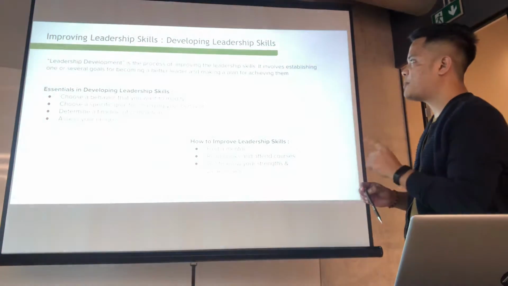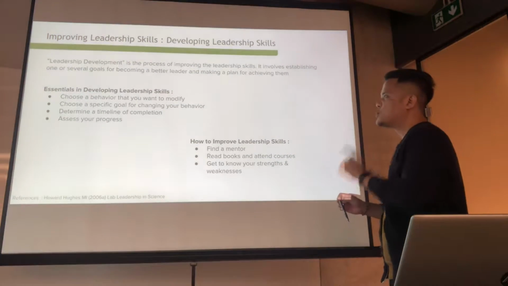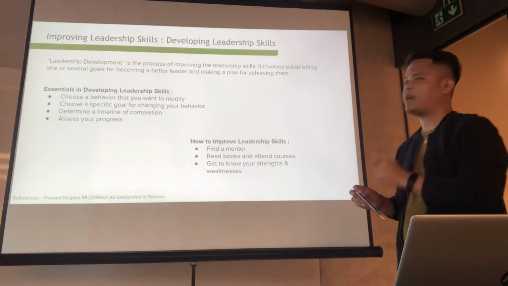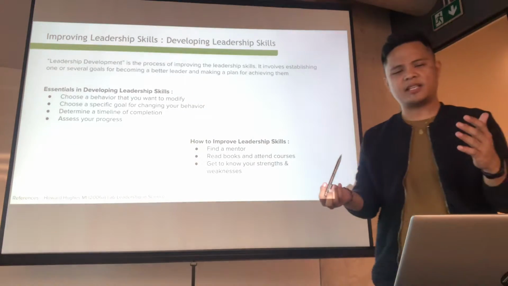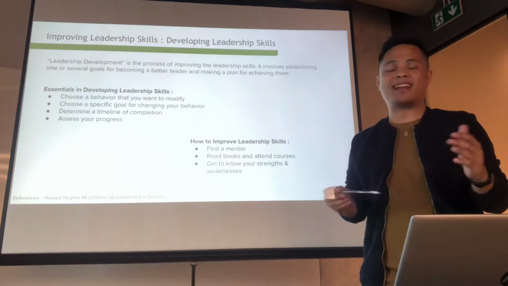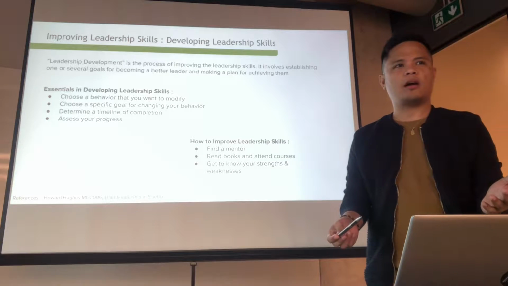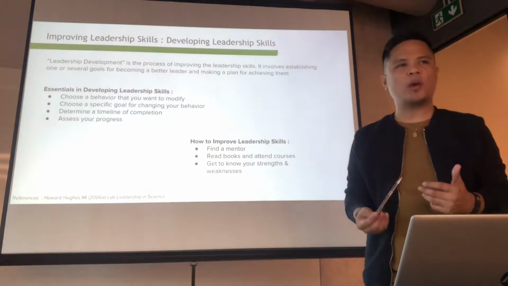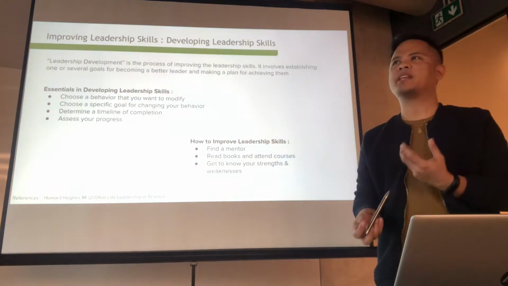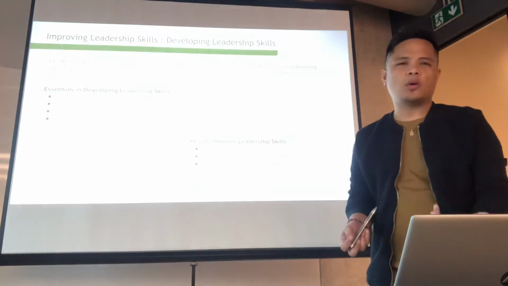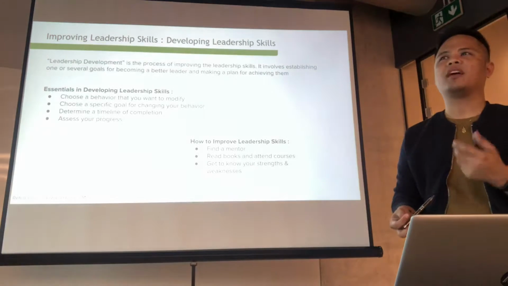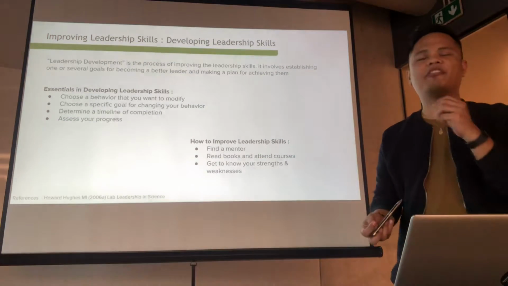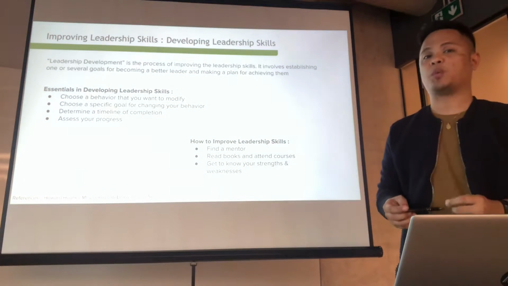Number one is choose a behavior that you want to modify. Choose a specific goal for changing your behavior. As I said earlier, there's no perfect leader, so sometimes there will be conflict between you and your team member. So you have to assess yourself: what did you do, and what are the things that you have done or could have done in order to improve that situation?